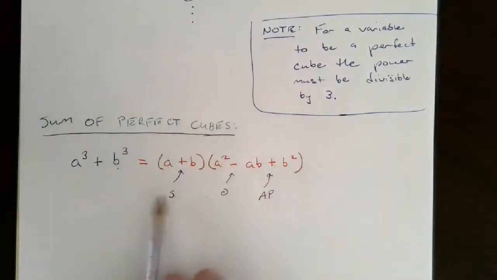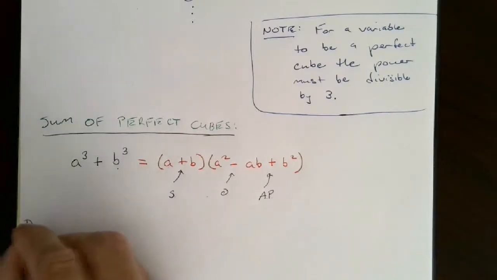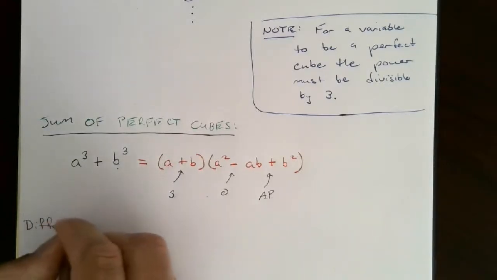So kind of the way people remember this is SOAP, right? It spells SOAP. The same sign, opposite, and always positive. And then you just have to remember what the terms are. I'll show why this comes out to this in a second. Let's talk about just the difference of perfect cubes, and then I'll explain why the formula is what it is.